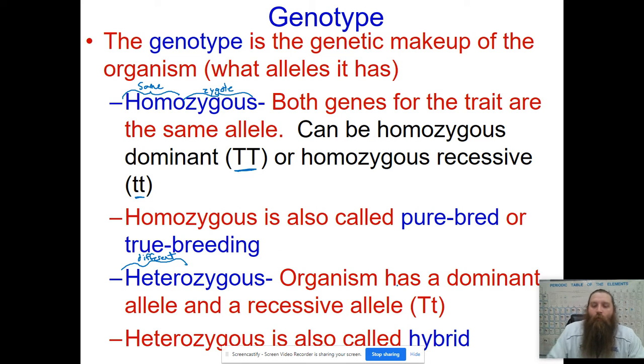All right. And that means you have one of each. So big T, little t. And a lot of times we just call that a hybrid. Hybrid means a mixture of 2 things. And so we call it heterozygous, hybrid.